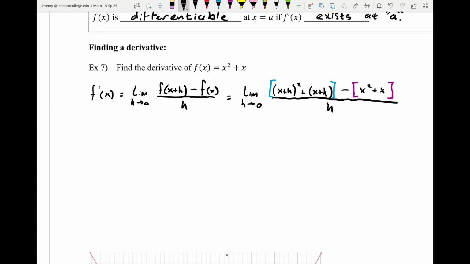So now we want to simplify this, so let's do that. I'll have to multiply out x plus h squared to begin with. That'll give me x squared plus 2xh plus h squared, right? Because we have to FOIL, plus x plus h, and then minus x squared minus x, distributing that negative sign like I mentioned. This simplifies a bit. The x squareds make a 0, the x and the x make a 0.